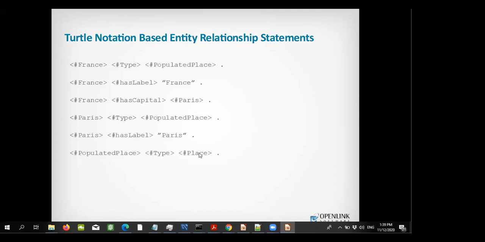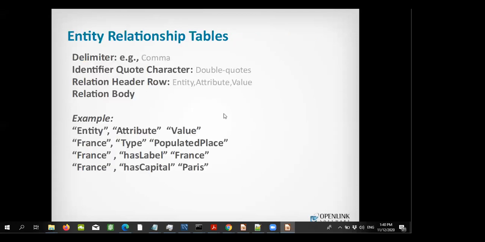Machines understand this. So from this, I can ask the machine, please tell me, what type of places do you know? It will just pick out Paris and France using the label. Again, remember my chatbot example. I put this on a chatbot and it will ask the what, when, why, how questions. This is RDF, okay?